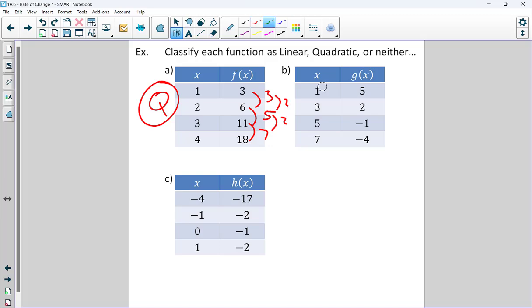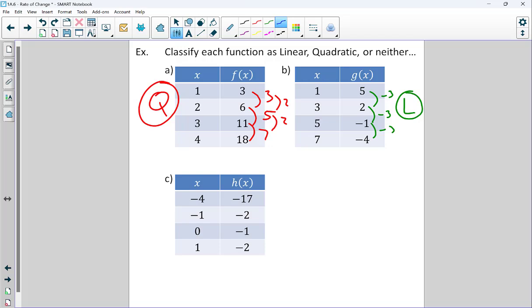Let's look over here. Notice this time, let's be careful, this time we are not increasing by 1, but we are still increasing at a constant rate. Add 2, add 2, add 2. So as long as the input values are increasing at a constant rate, then we can still use this trick. All right, so from 5 to 2, we're going to be subtracting 3. Here we're going to be subtracting 3. Here we're going to be subtracting 3. So we have a constant rate. This one is linear. First differences are constant, linear.